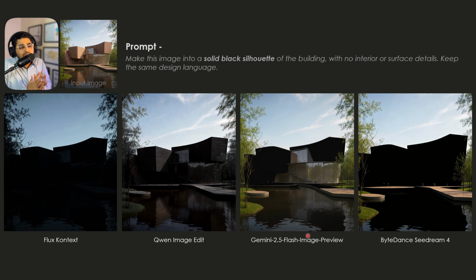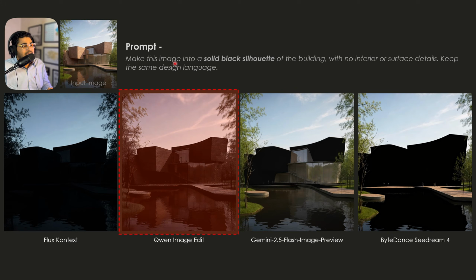And then in the next one, this is a very random prompt. I had no idea what output I wanted until I saw the output from QwenImageEdit. So this is a little bit of biased output, which I'm going to give to QwenImageEdit. And the prompt was make this image into a solid black silhouette. And I think QwenImageEdit did a good job.